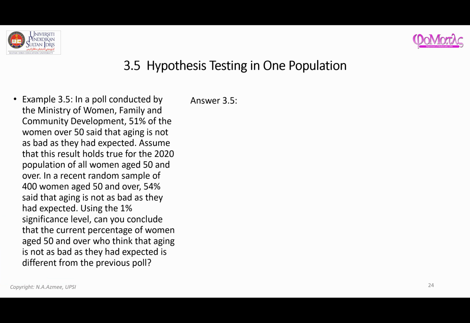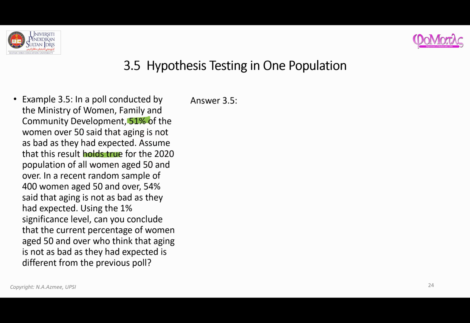So in this video, I'm going to talk about another example related to hypothesis testing in one population, and the focus here is on testing the population proportion. In a poll conducted by the Ministry of Women, Family and Community Development, 51% of the women over 50 said that aging is not as bad as they had expected. Assume that this result holds true for the 2020 population of all women aged 50 and over. So the population here is just the women who aged 50 and over.